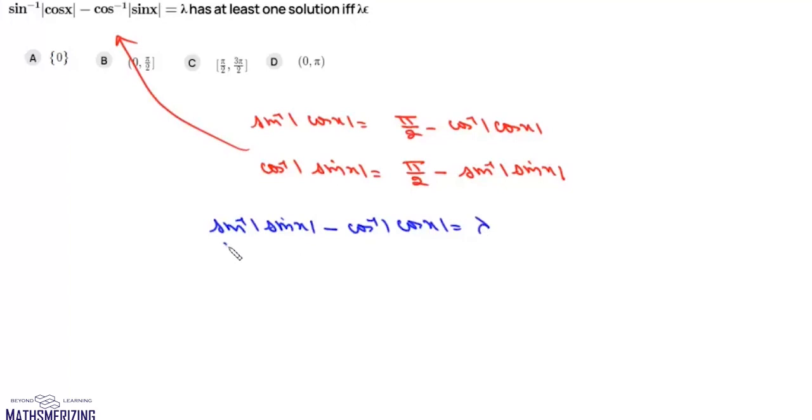Now we know that definitions of sin inverse of mod sin x and cos inverse of mod cos x are exactly same. So both these functions will have the same value at all the points. So value of this function is simply 0. So the only possible value of lambda if this equation has a solution is 0, because this function is a constant function whose value is always 0. So answer to this question is this option A.